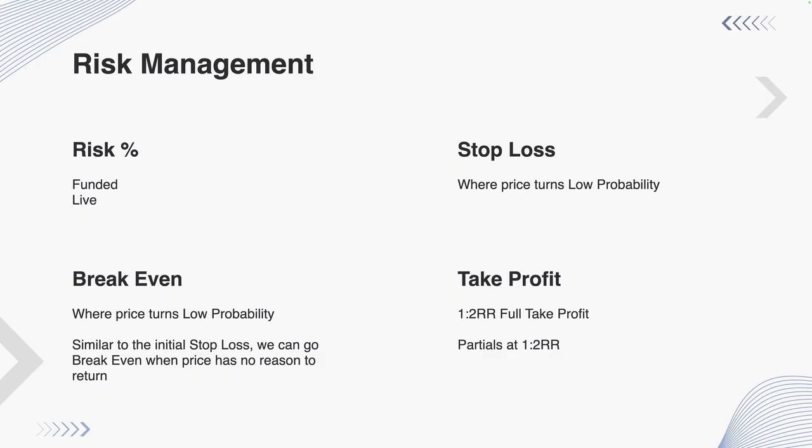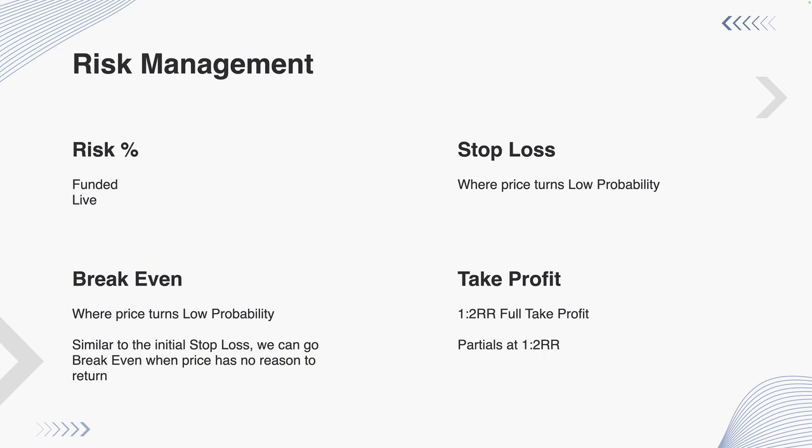Stop loss. Stop loss placement is going to be at the area where price turns low probability. So where price is not in your favor anymore, where price should most likely not return, that is where your stop loss is going to be. Break even right there is where price also turns low probability. So it's very similar to the stop loss rule. We can go break even when price has no reason to return. What it exactly looks like is also what we're going to go over.